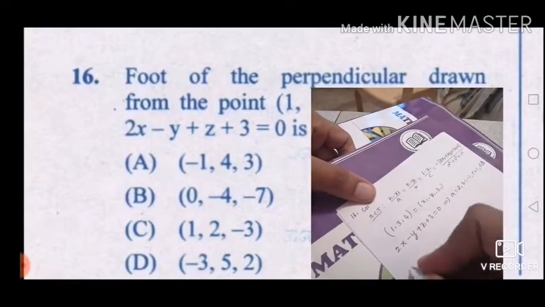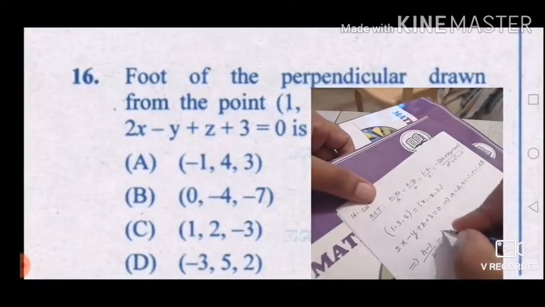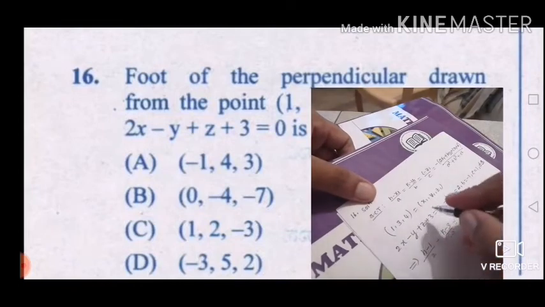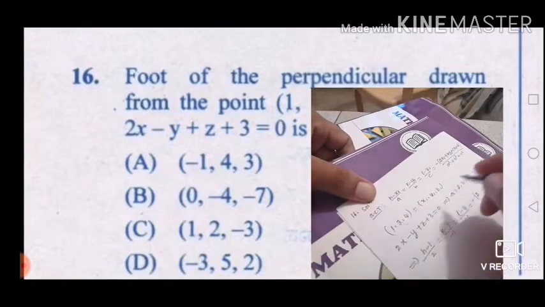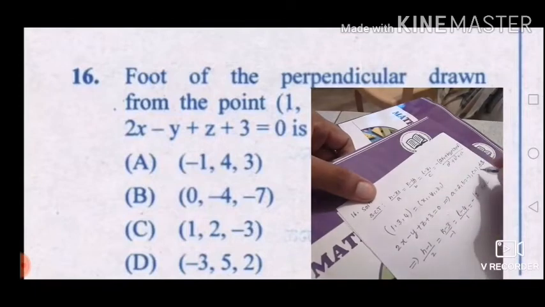Substituting into the formula, we get (h minus 1) divided by 2, (k minus 3) divided by minus 1, and (l minus 4) divided by C, C is 1, which equals minus A into x1, that is 2 into 1, 2, minus 1 into 3, minus 3, 1 into 4, plus 4, and only 3 is left out, that's the D value, divided by A square is 2 square, B square is minus 1 square, C square is again 1 square.